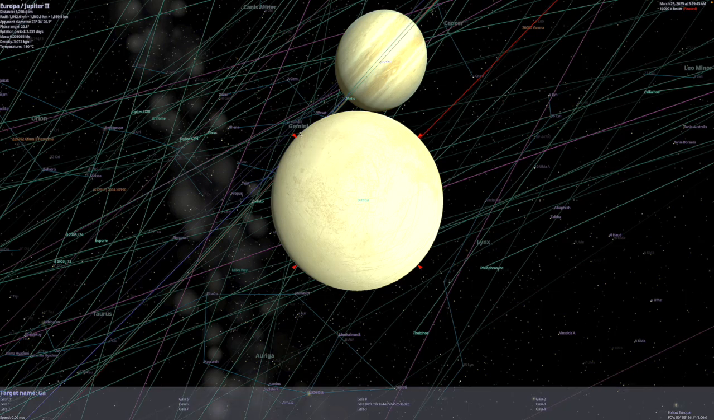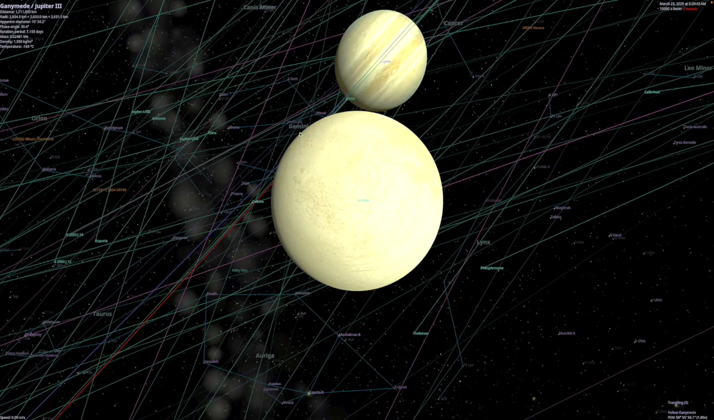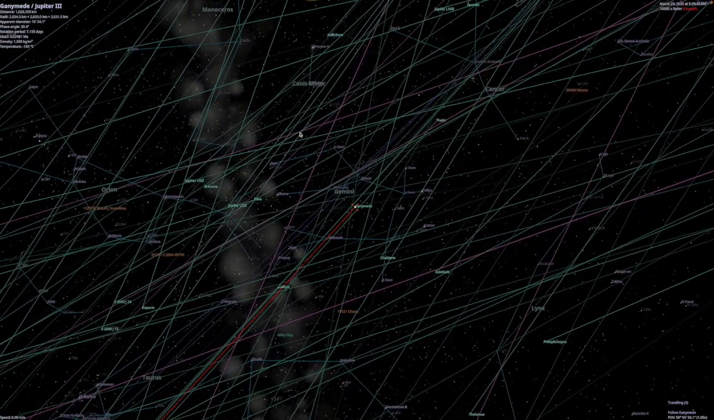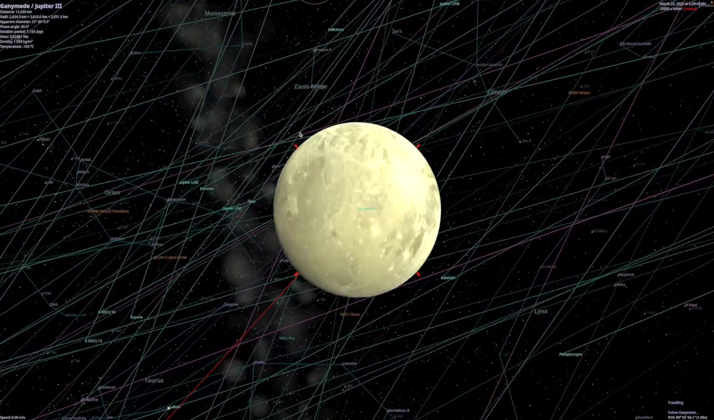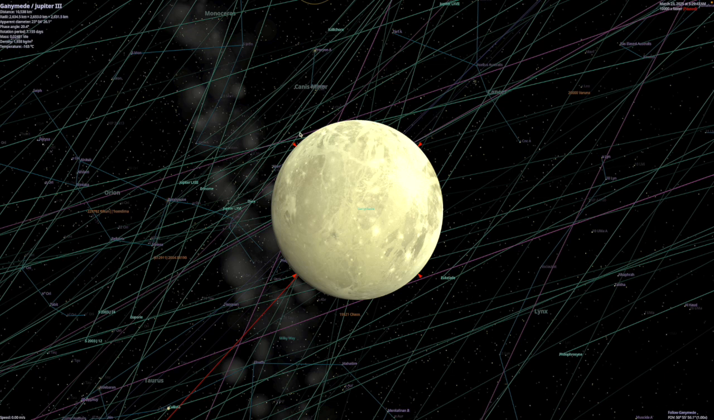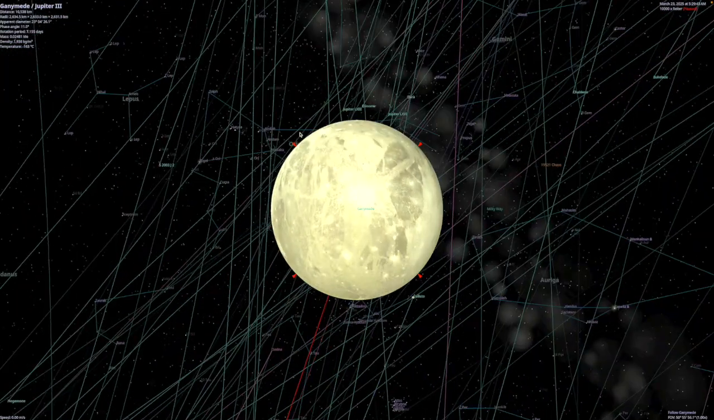And then the next one is Ganymede. This is the biggest moon of Jupiter, and it's also the biggest moon in the solar system. It's 2,600 kilometers in radius, and it has a rotation period of 7 days. So here it is. Looks super cool.